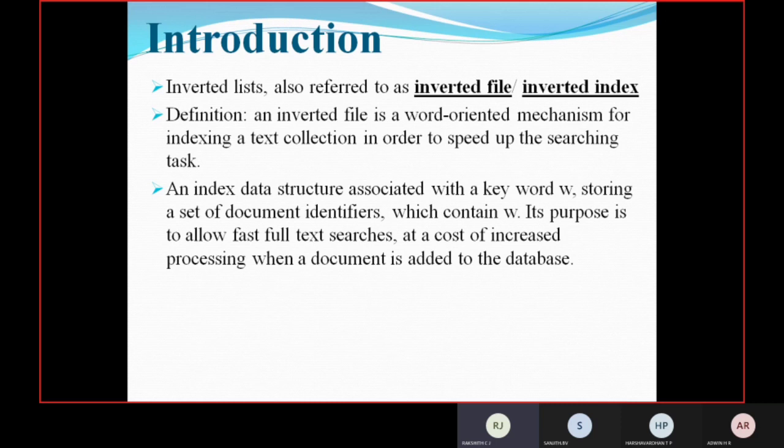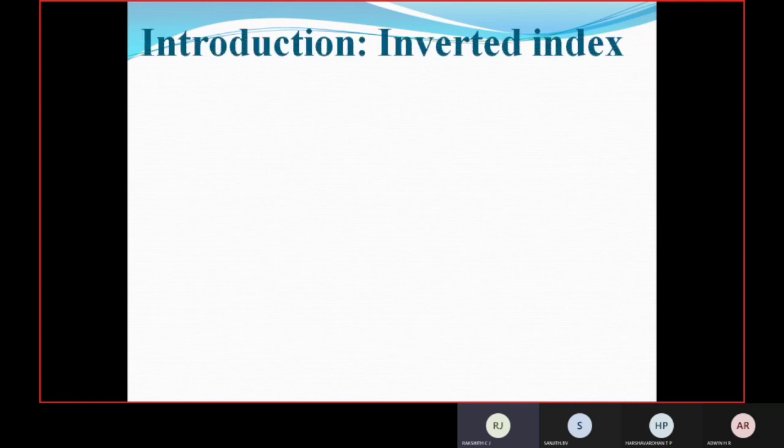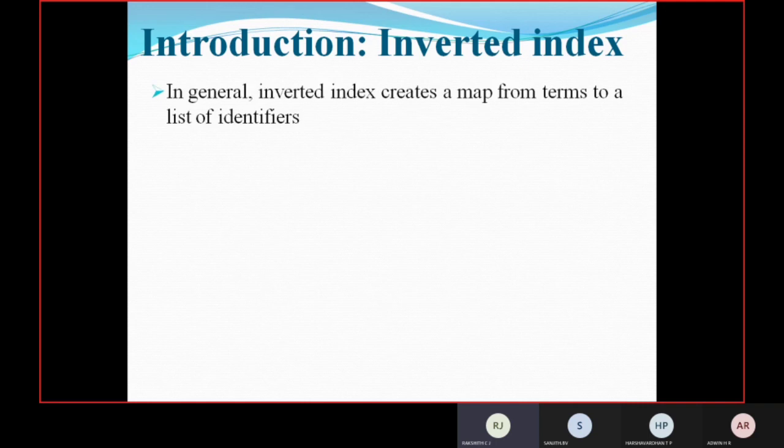An index data structure associated with a keyword W storing a set of document identifiers which contain W. It was proposed to allow fast full text searches at a cost of increased processing when a document is added to the database. In general, an inverted index is a data store storing mapping from content such as words to its location in a document or a set of documents.